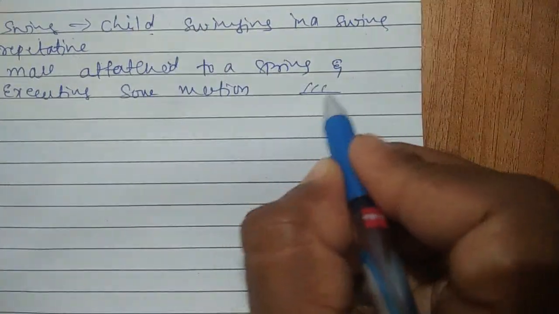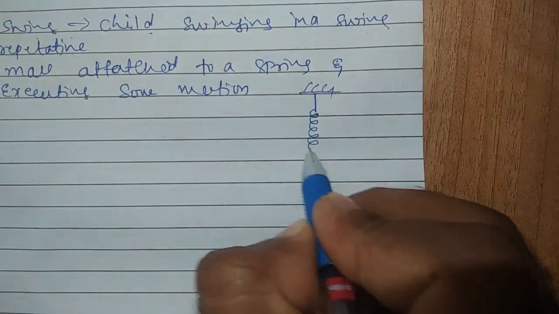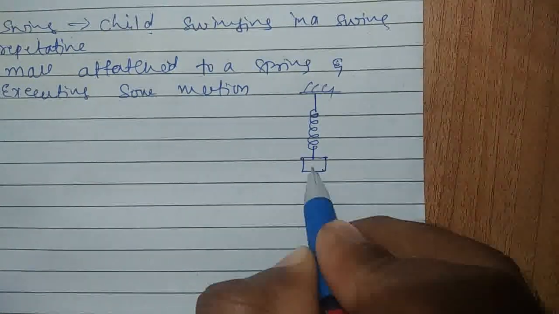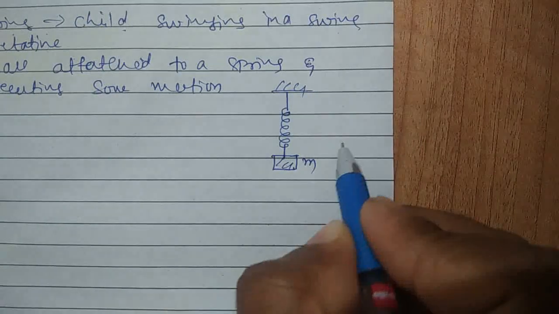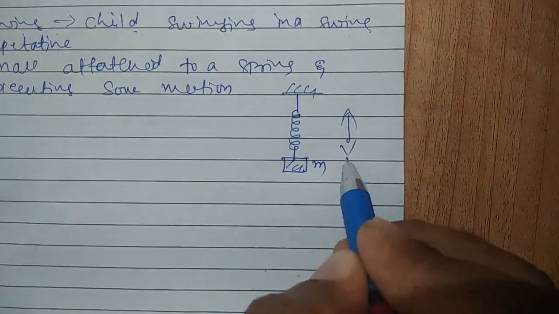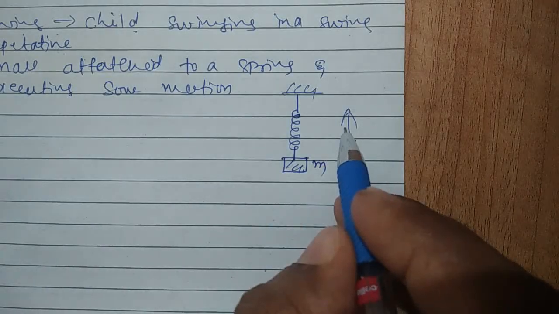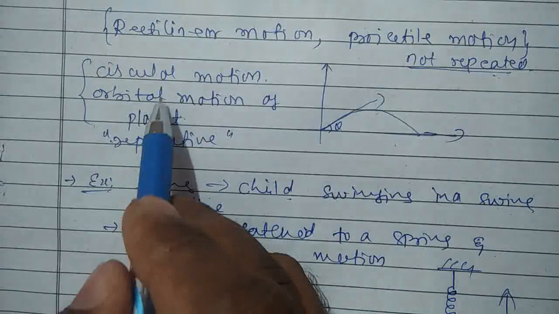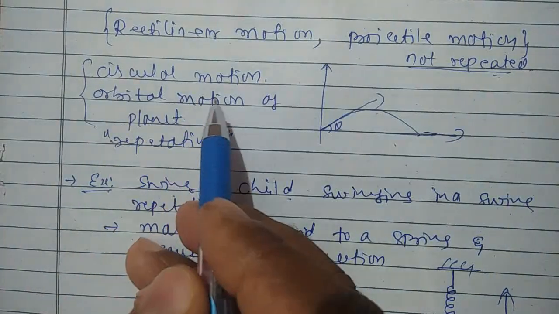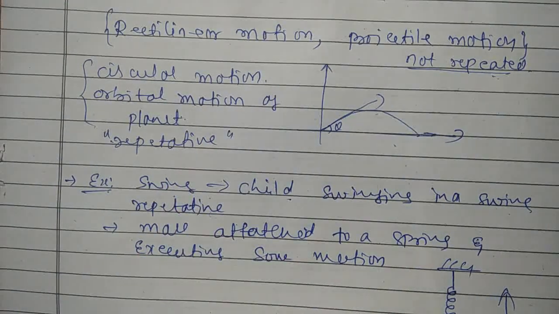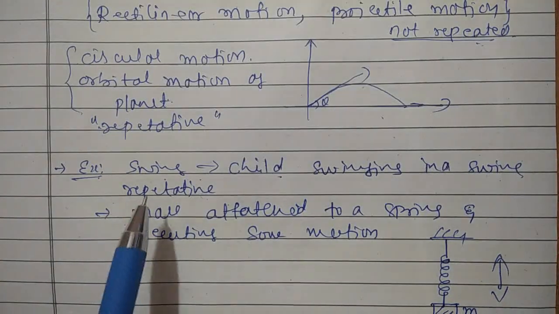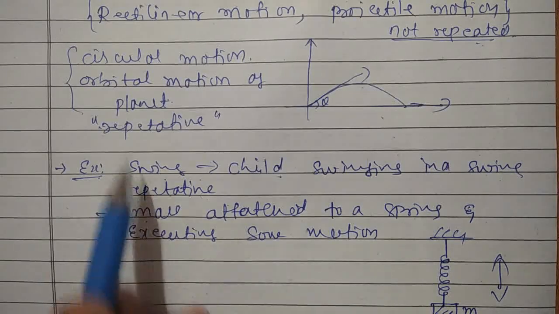Suppose I consider a spring which is attached to a rigid support, and I load this spring with a certain mass. What happens is it goes up and comes down, goes up, comes down. So this is almost repetitive, and again different from circular motion or orbital motion of the planet. So what is that something different in the motion of these two examples and these two?